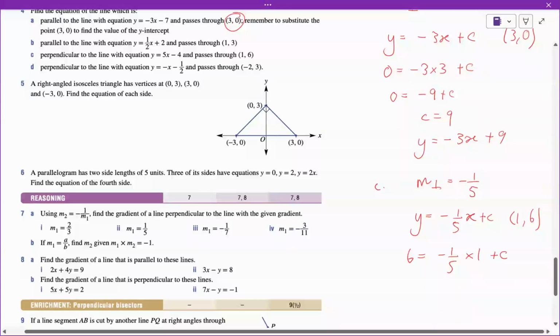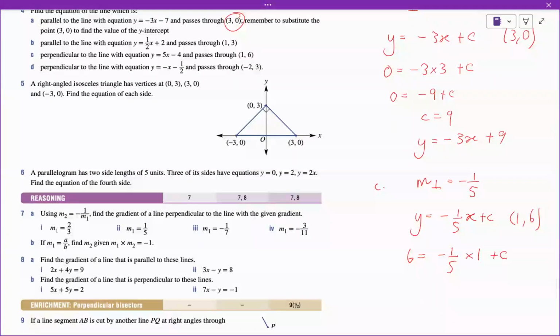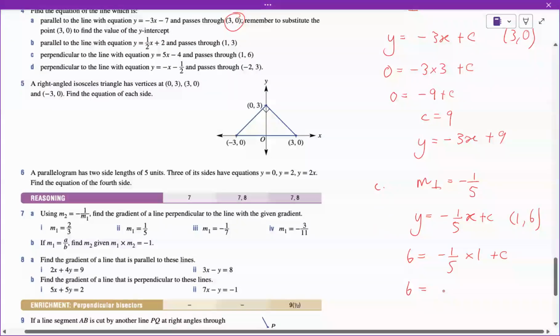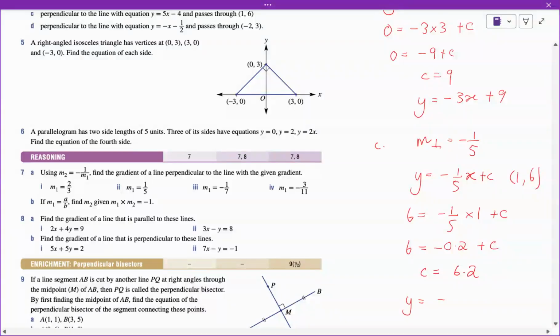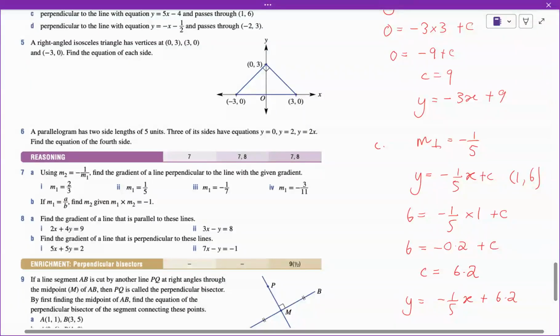Okay, now if we wanted to convert these to decimals, you don't have to, but 6 is equal to -0.2 plus c. And if we add the 0.2 to the other side, we get c is 6.2. Right, so therefore we've found the value of c, so y is -1/5x plus 6.2, or you could say 6 1/5, or that's going to be 31/5 as well.